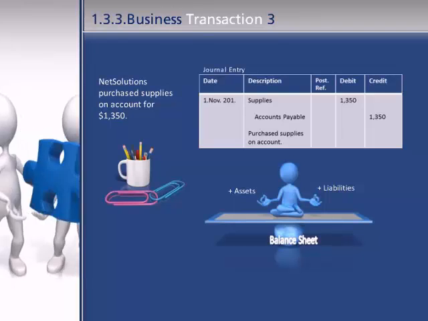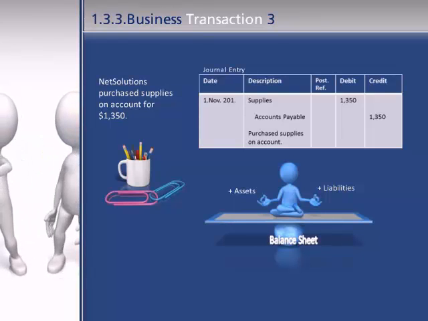Let's continue with business transaction 3. Net Solutions purchased supplies on account for $1,350. This transaction increases an asset account and increases a liability account. It is recorded in the journal as a $1,350 increase, debit, to supplies, and a $1,350 increase, credit, to accounts payable.